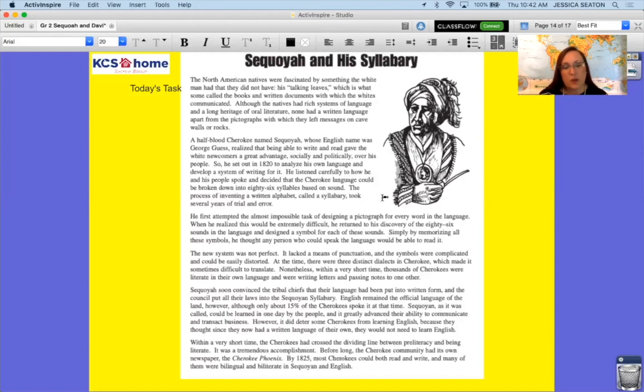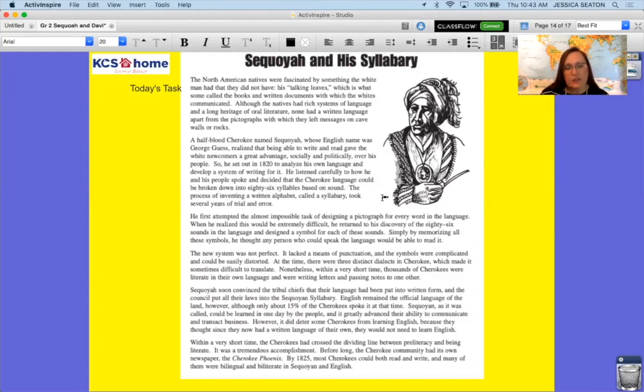Sequoia soon convinced the tribal chiefs that their language had been put into written form, and the council put all their laws into the Sequoian syllabary. English remained the official language of the land. However, although only about 15% of the Cherokees spoke it at that time, Sequoian, as it was called, could be learned in one day by the people, and it greatly advanced their ability to communicate and transact business. However, it did deter some Cherokees from learning English because they thought, since they had written a language of their own, they would not need to learn English.